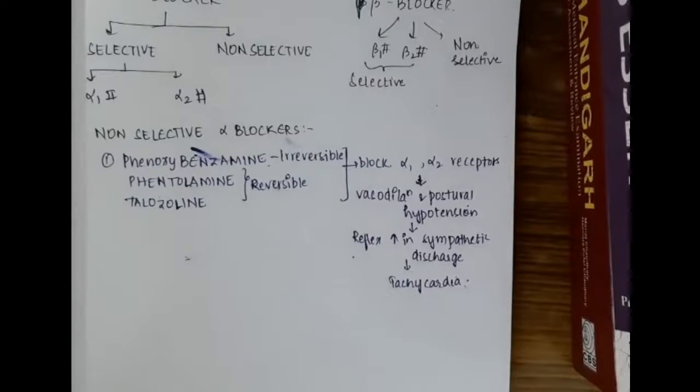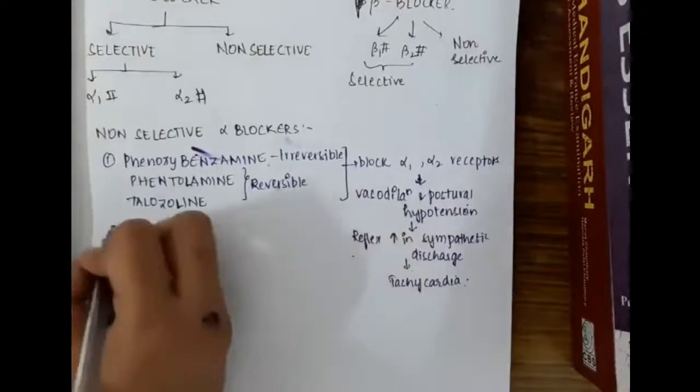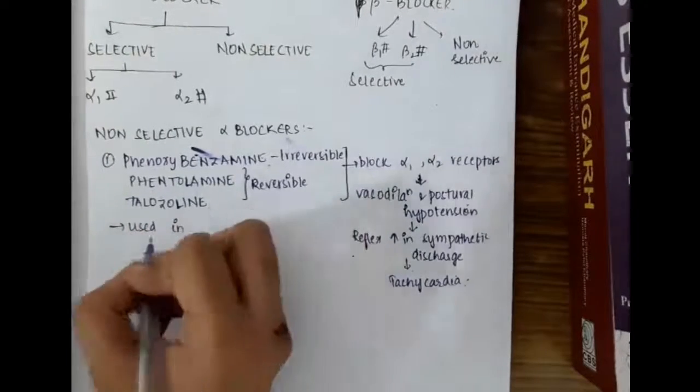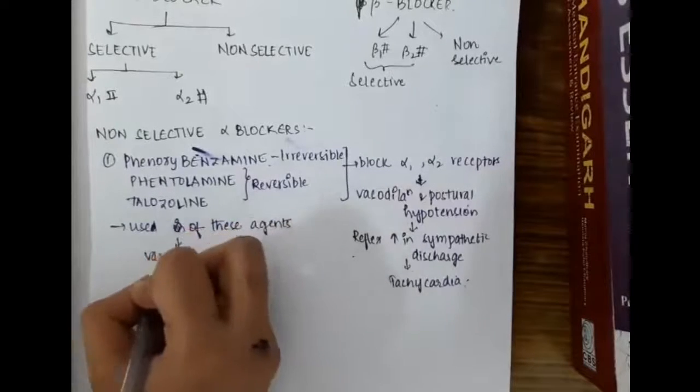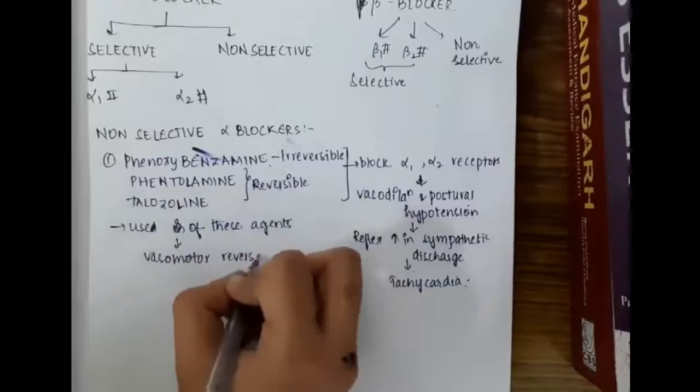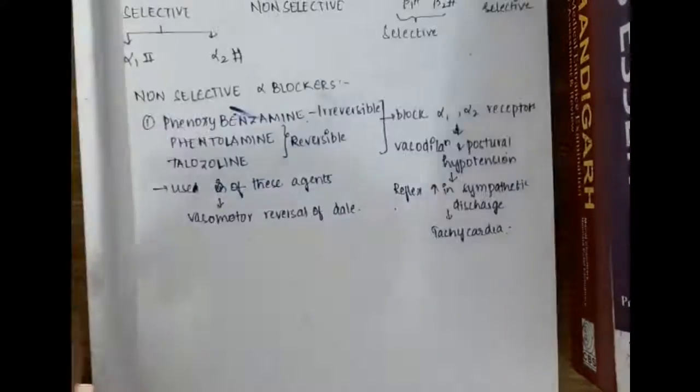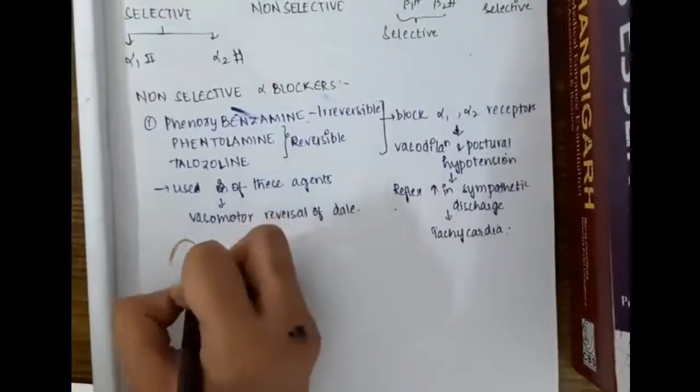These phenoxybenzamine, phentolamine and tolazoline are used in the vasomotor reversal of Dale. In vasomotor reversal of Dale, along with epinephrine, before giving epinephrine we give an alpha blocker. So first we will see it in vasomotor.